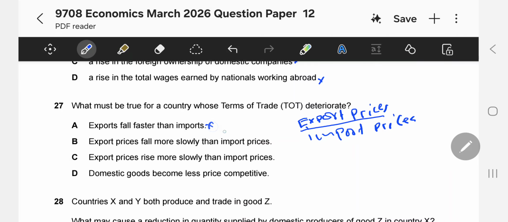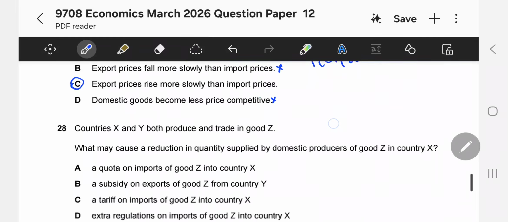Exports fall, no, it's about prices. So export prices fall more slowly than import prices. So export prices are falling, but they're falling at a slower rate than import prices. So not that. Export prices are rising, but slower than import prices. So maybe that. Domestic goods become less competitive. No, this one is going to affect something else.